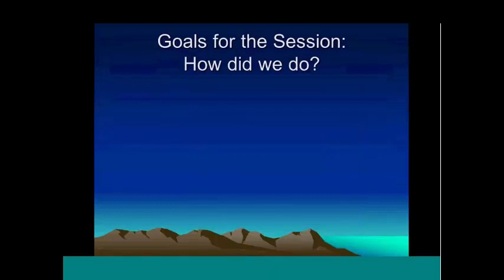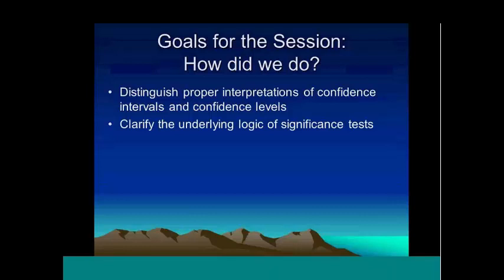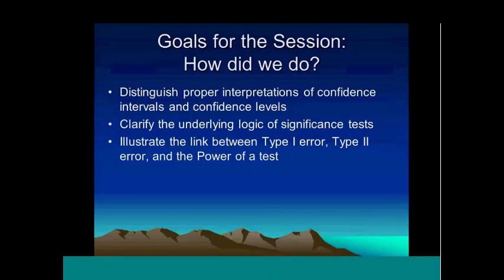All right, let's see how we did, and then I'd like to try to clean up some of the loose ends. My goals were distinguishing the proper interpretations of confidence interval and confidence level. We did that early on. Then trying to help clarify the underlying logic, but not all the details, of the significance test. I tried to give you a template to show what it would look like, but we didn't fill in all the details. And showing the link between the type 1 error, the type 2 error, and the power, which was on that last applet slide.